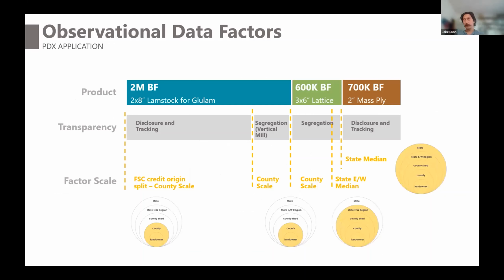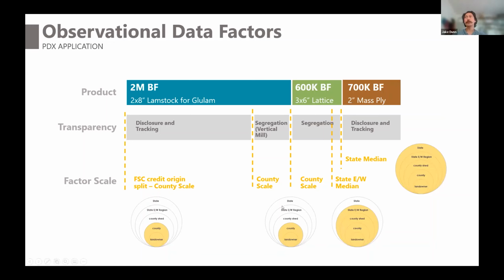So this is an example of, based upon the product and the level of disclosure that we have, where did we land in terms of that factor scale? Where we didn't have forest of origin, but we had disclosure through the FSC credits, we were able to get the FSC credit origin and locate it back to the county by landowner type. So we're at this scale of that process.